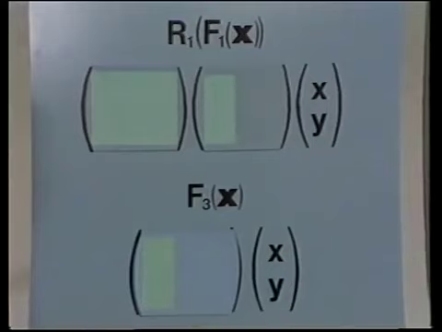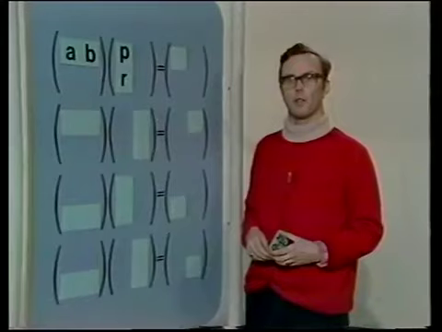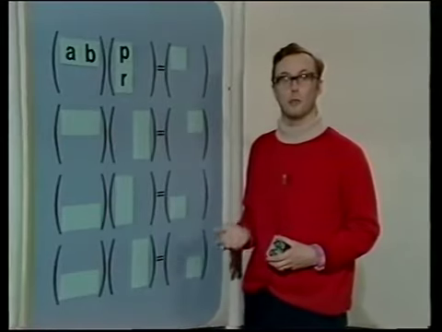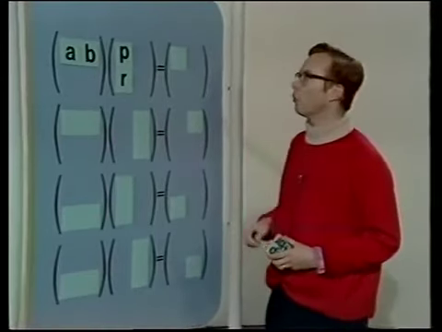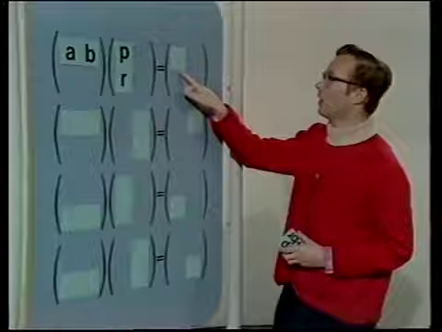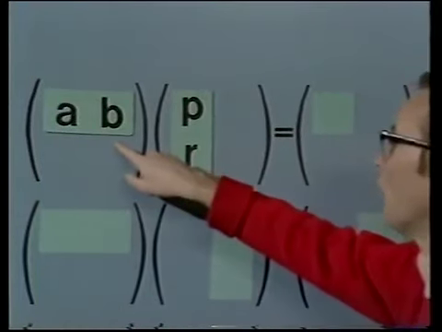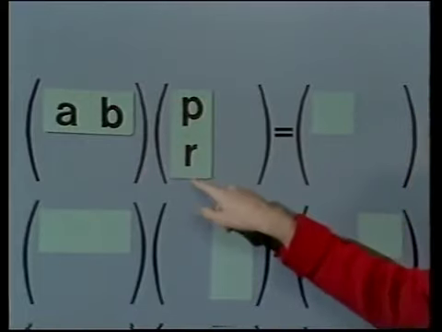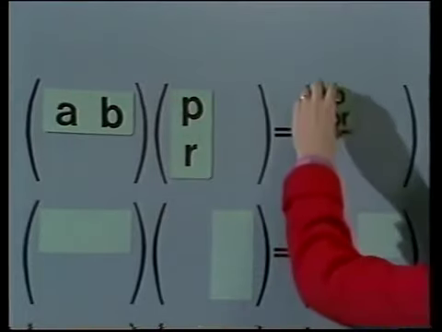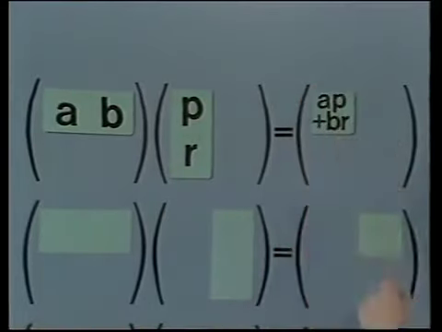All we have to do is to operate with matrices on vectors in the usual way. So what we do is to use the dot product rule again. If we want to find the top left-hand entry of the product matrix, we dot the top row with the left-hand column. And that gives us AP plus BR. And we can do the same for the other entries.